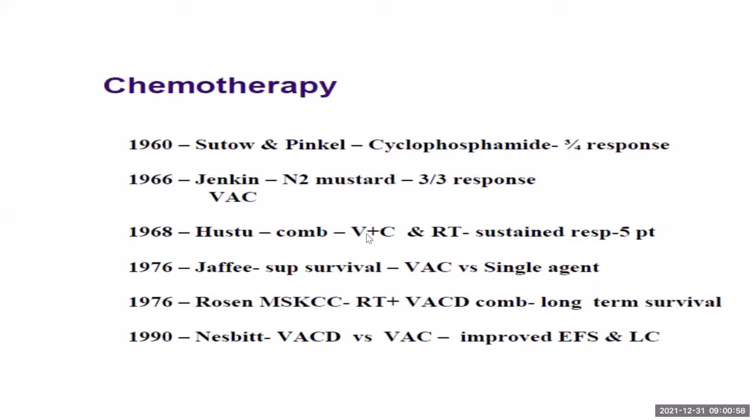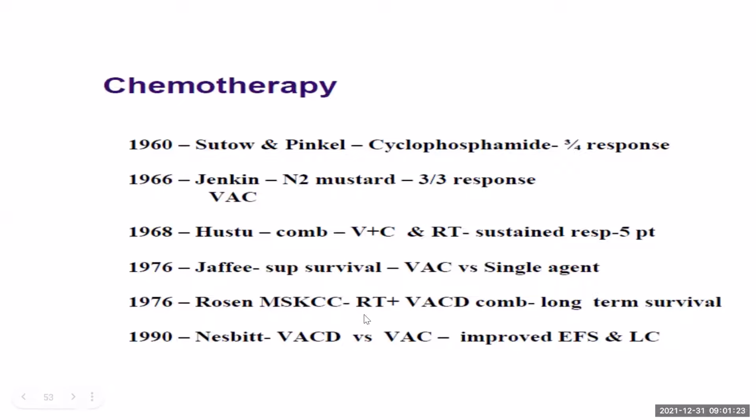Later on, they combined it with RT because Mr. Ewing described that it is a very RT-sensitive disease, and they saw a sustained response in all 5 patients when it was combined with cyclophosphamide, vincristine, and RT. Later on, when doxorubicin was added, that VAC showed more response compared to either of the single-agent drugs. So VAC becomes the standard of care.